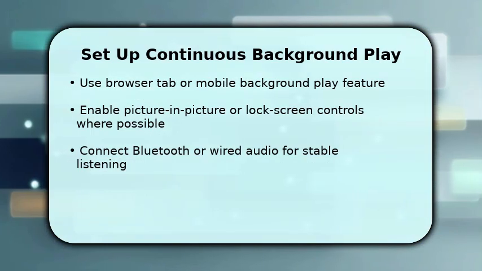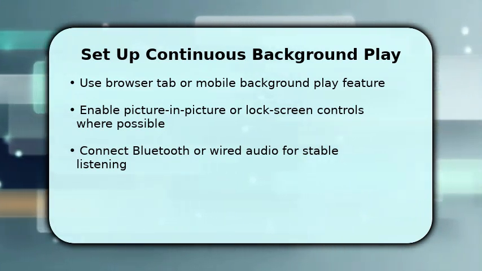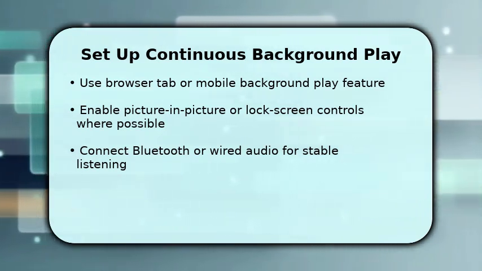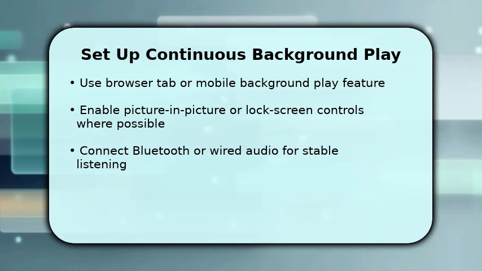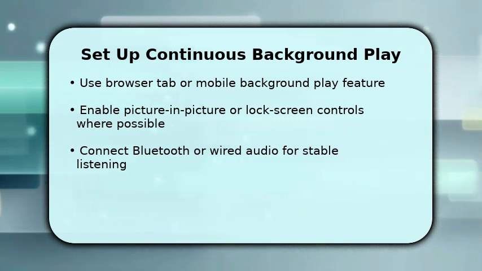Now configure continuous background play. On desktop, right-click the video for picture-in-picture or keep the tab playing while you switch apps. On mobile, use YouTube Premium or the method your device allows for background audio. This keeps sound when the screen locks.